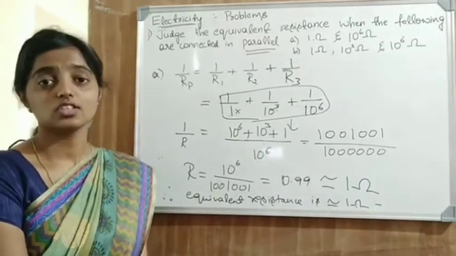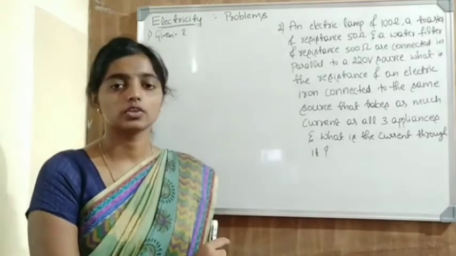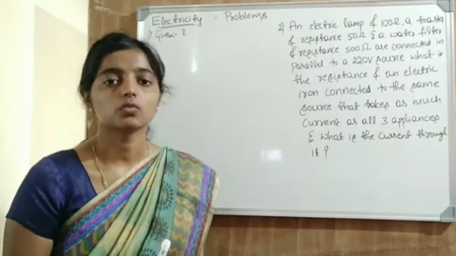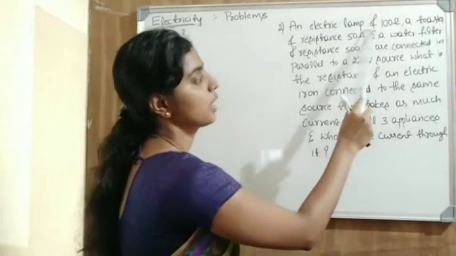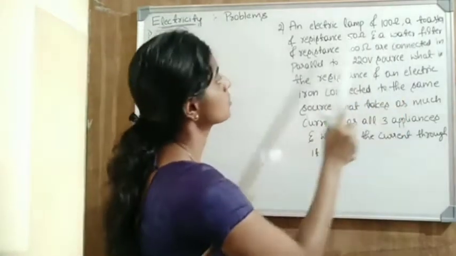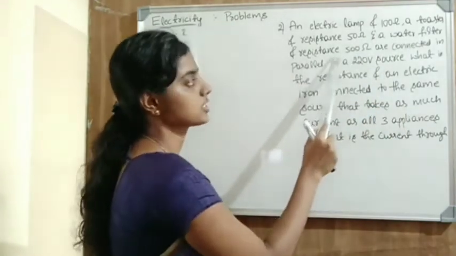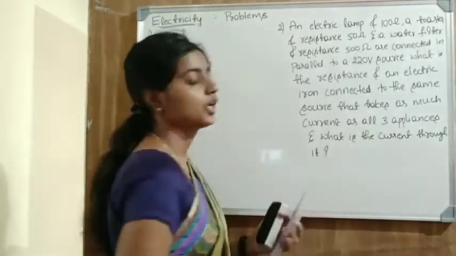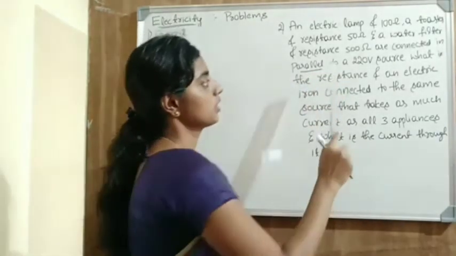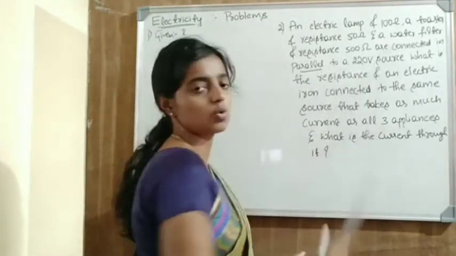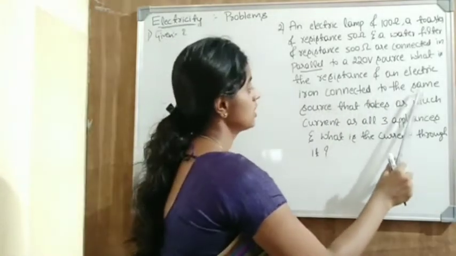Let us solve our next problem. This is our second problem. So always we need to read a problem properly, so that we can identify what are the given things and what are the things which we need to find out. See, here we have an electric lamp of 100 ohm, a toaster of resistance 50 ohm, a water filter of resistance 500 ohm connected in parallel. So here they are given, they are connected in parallel. So again, don't worry about series, to a 220 volt source. What is the resistance of an electric iron connected to the same source?